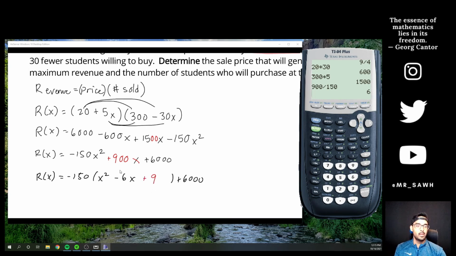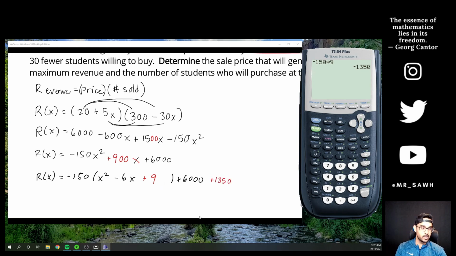But again, like the other problems, I didn't just add in 9. There's a coefficient on the outside. What I put in there is negative 150 multiplied by 9. Really what I did is put in a negative 1350 to this. So I have to add 1350 to account for that.